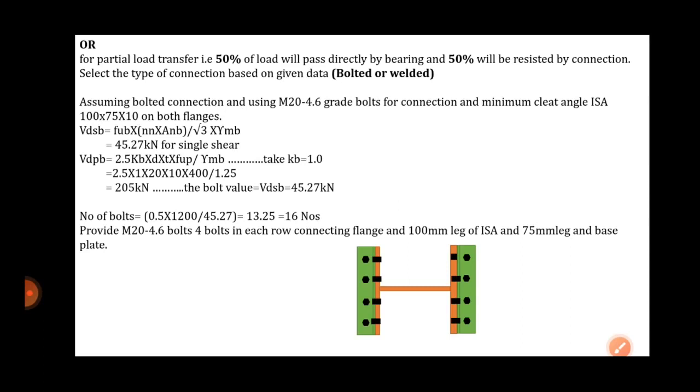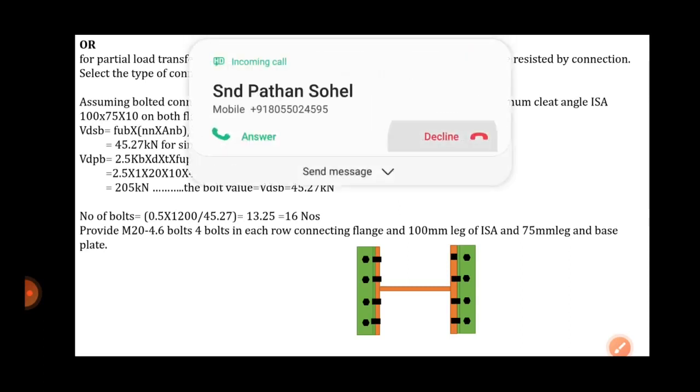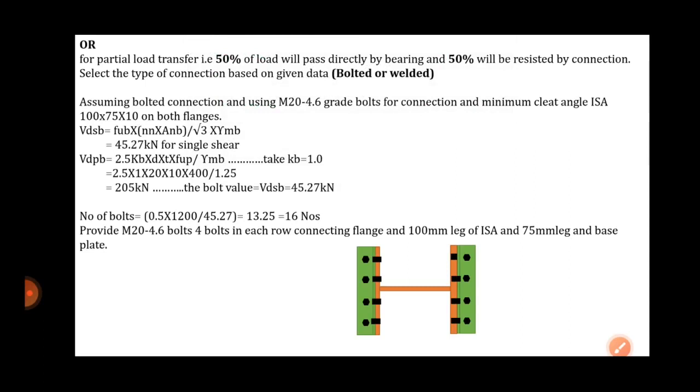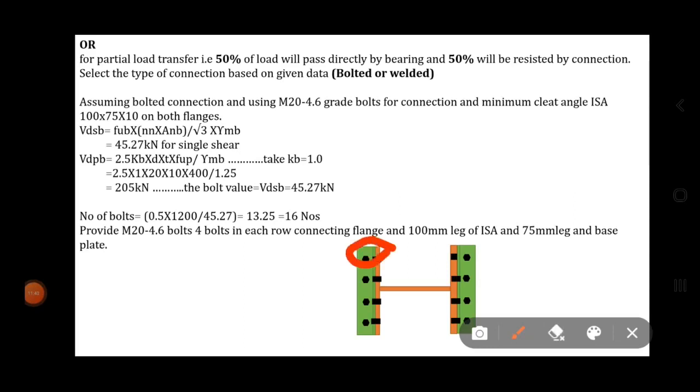So, provide M20 bolts of 4.6 grade, 4 bolts in each row as shown in the numerical diagram. 4 bolts are provided on each side, 1, 2, 3 and 4.